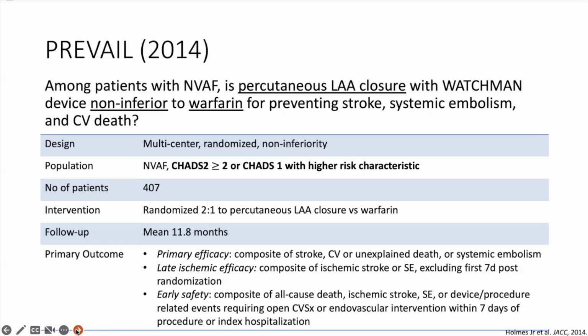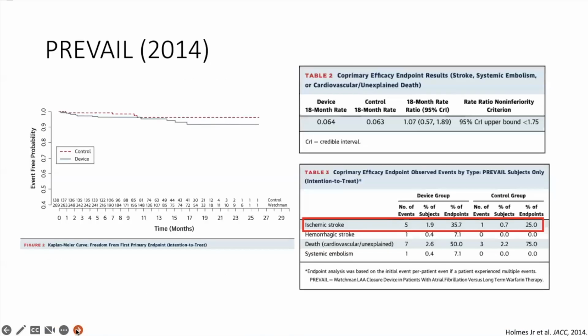We looked at the same primary outcome. This trial actually didn't meet its non-inferiority outcome. So the numbers were very similar, numerically a slightly higher rate of events in the device group. The one caveat was that the ischemic strokes were still higher in the device group, but with less of a difference compared to the previous trial.